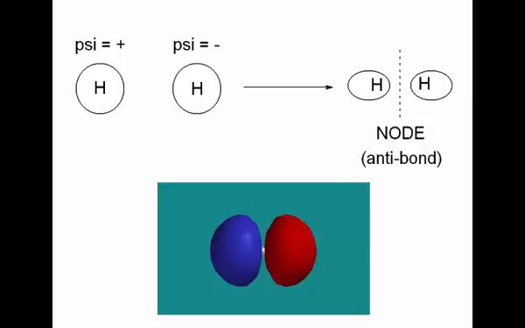So nodes are things where you don't find the electron. The probability of finding the electron is 0. That's the Chang definition. So when you bring together hydrogen of negative psi and hydrogen of positive psi, you end up forming a node, and so the electrons are not found between the two atoms like they would in a bond. And you get what's called an antibond, meaning that those two hydrogens don't form a chemical bond.